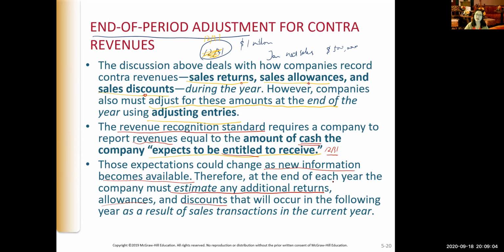But because the accounting for sales return, allowances, and discount is quite complicated, we will not dive into the detailed journal entries for this class. But if you are taking, say, an Intermediate 1 class or an advanced accounting class, we will talk about it in detail.